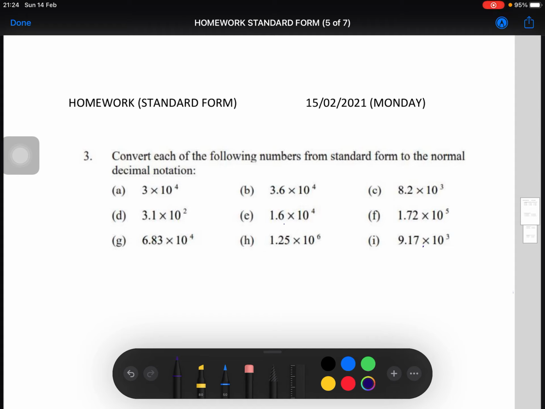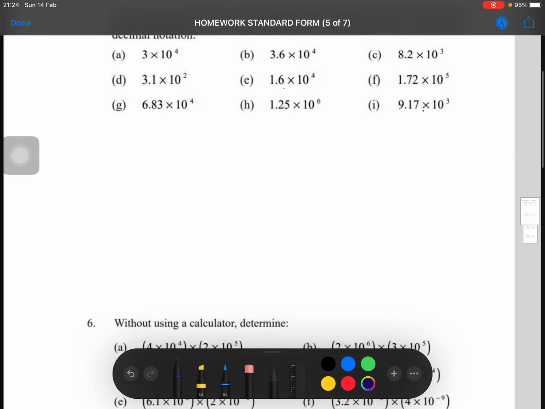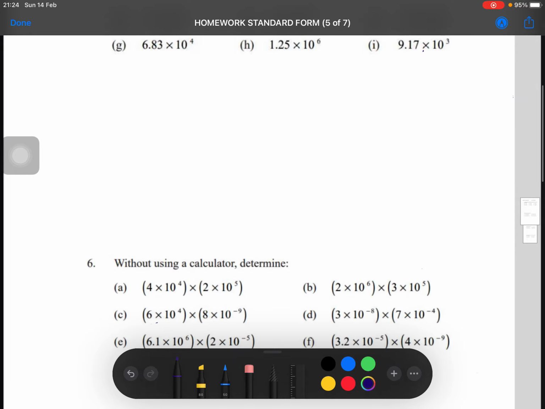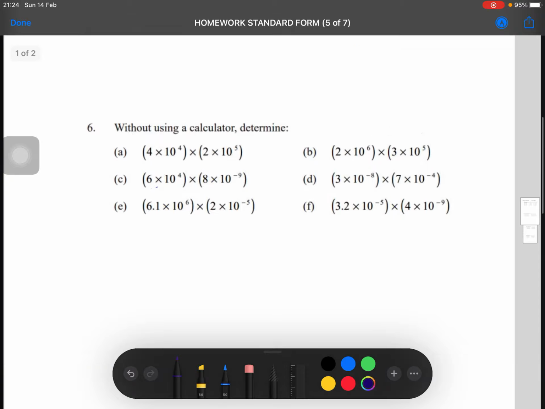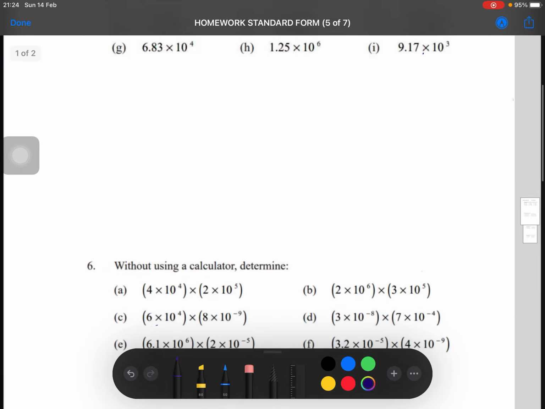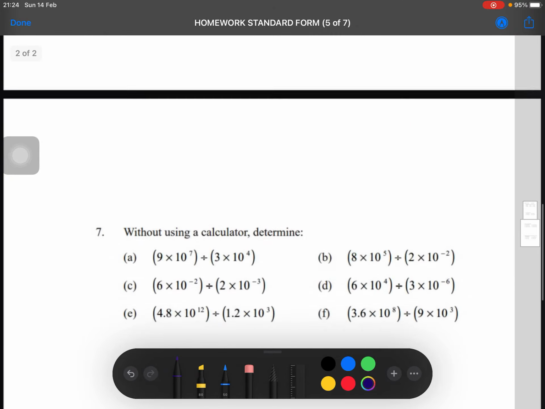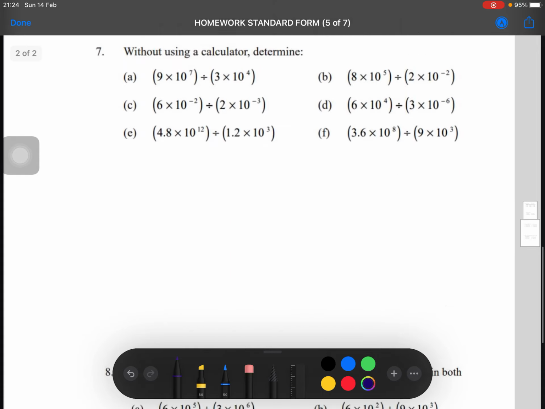Alright, for our class today we are going to discuss the homework that I asked you to complete last Monday. How many questions did I give you? Four questions, right? We have question 3, question 6, question 7, question 8.